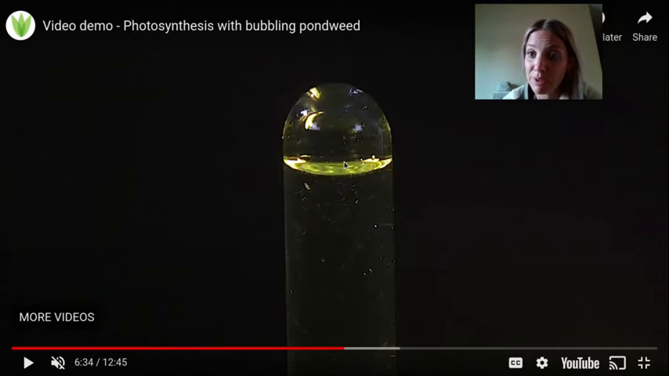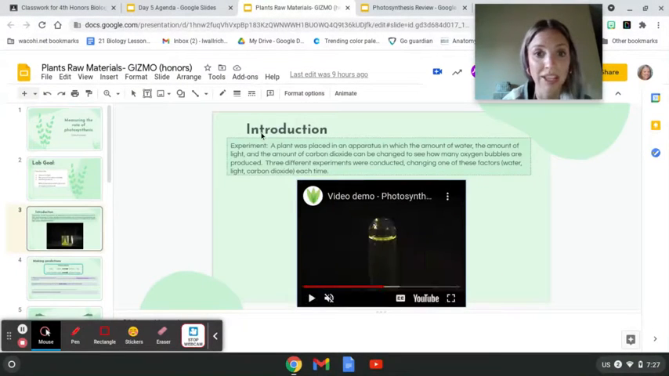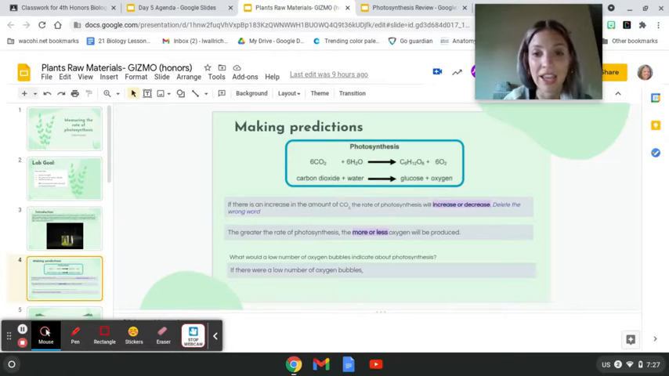The more bubbles, would the space increase or decrease? The more bubbles, the space would increase. So that's a way that you can measure photosynthesis, because oxygen is one of the outputs of photosynthesis. So let's go ahead and start with a little bit of predicting. If there's an increase in the amount of CO2, which is over here, what do you think it will do to the rate of photosynthesis? Do you think it will increase or decrease? Delete the incorrect word, or the one you're not predicting.